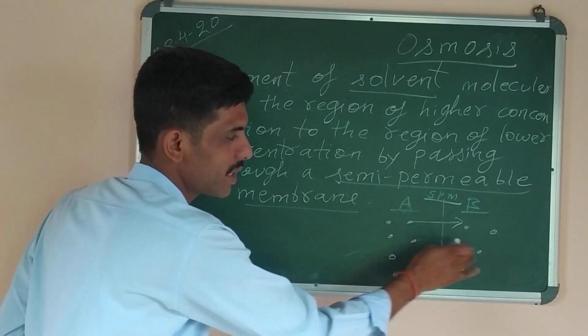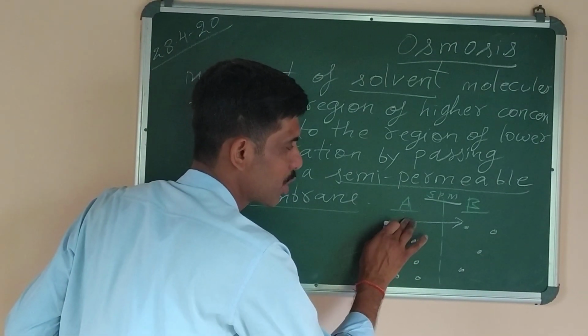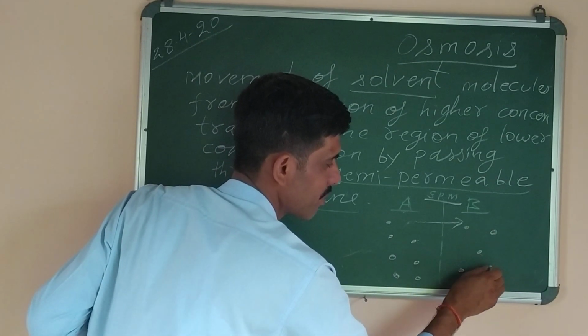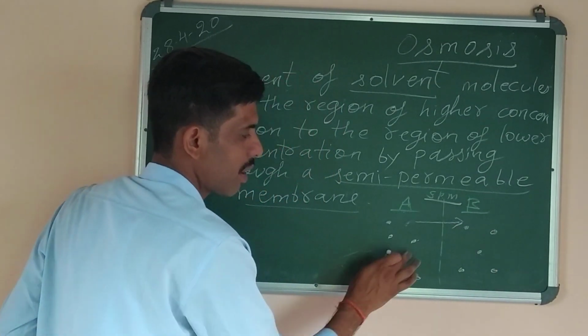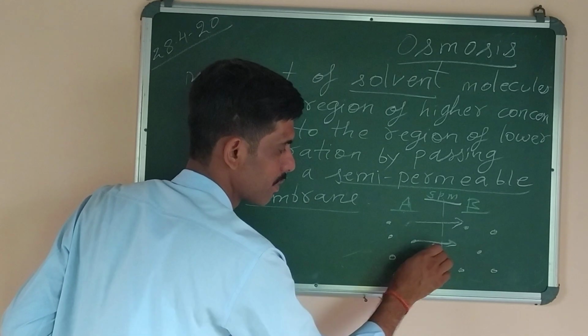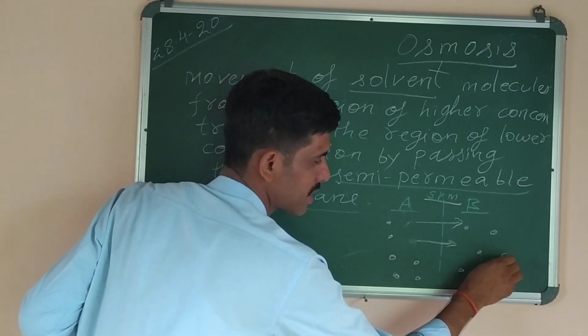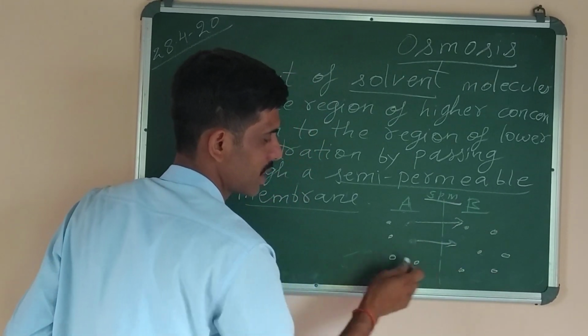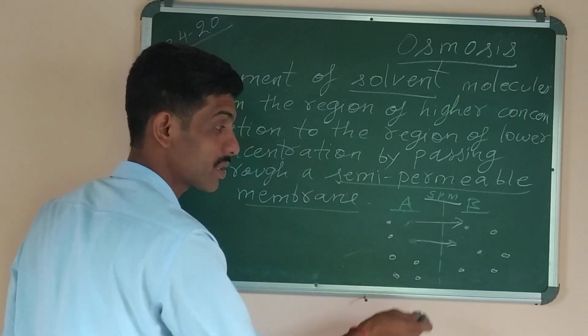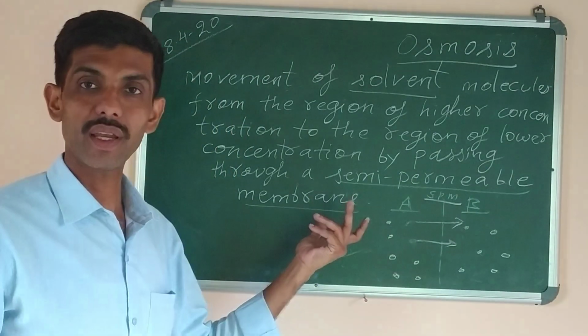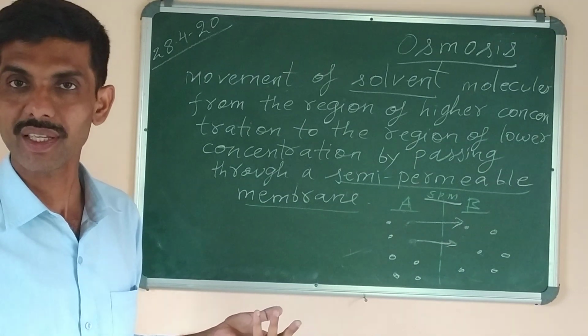Like here it was 8, here only 4. So if this one has moved this side, now suppose it is 5. This one has gone. Now this one will go. Now it is coming this side. So 1, 2, 3, 4, 5, 6. Here how many? 1, 2, 3, 4, 5, 6. Both sides equal in number. That is, the equilibrium is established.